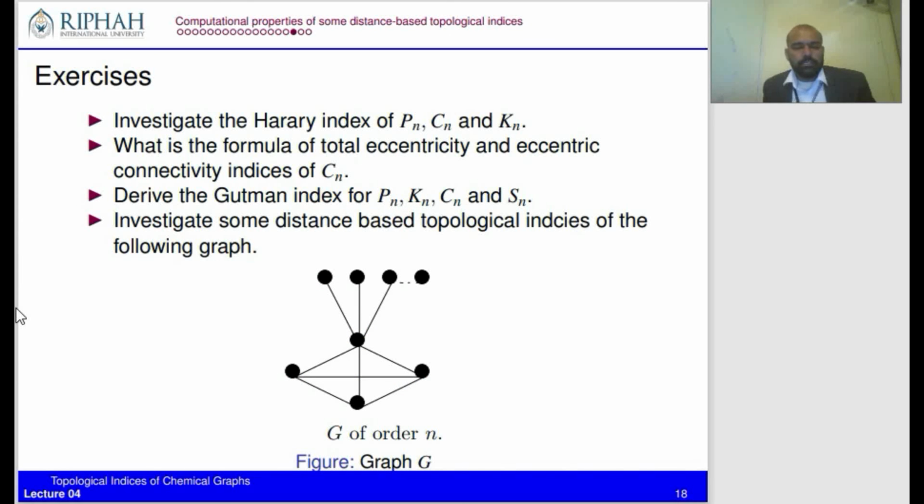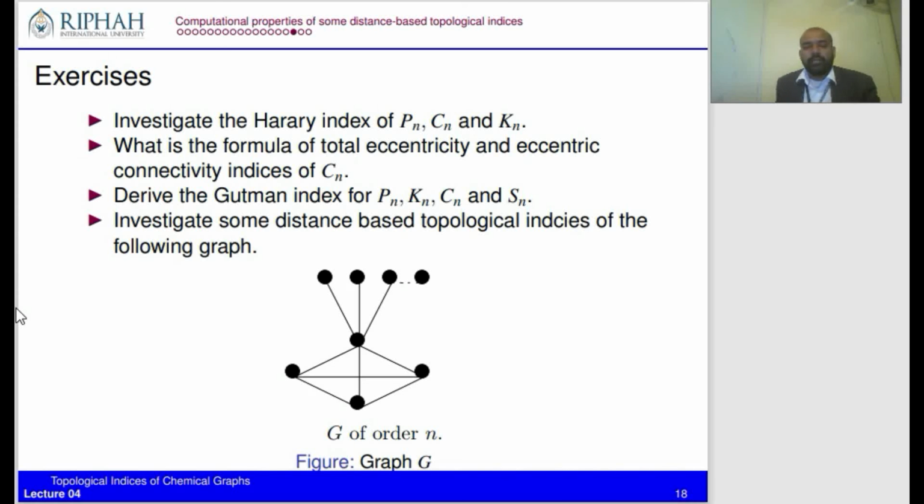So this is all from this lecture, computational techniques for distance based topological indices, but at the end I recommend some exercises for your practice. Like, investigate the Harary index of the path graph, cycle graph, and complete graph. Of course these are some simple examples. What is the formula of total eccentricity and eccentric connectivity index for the cycle graph?